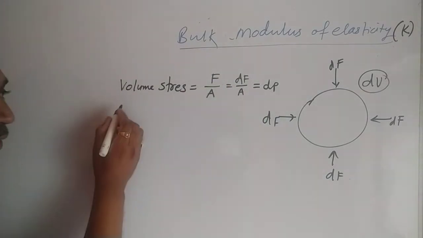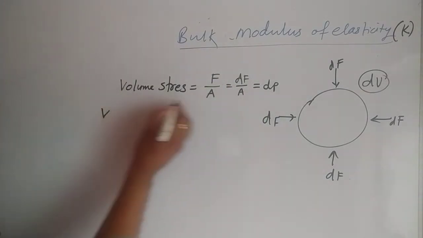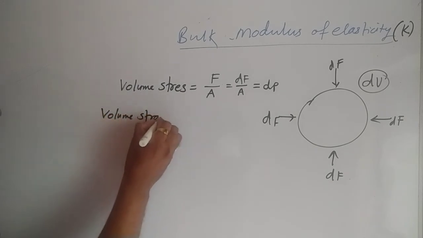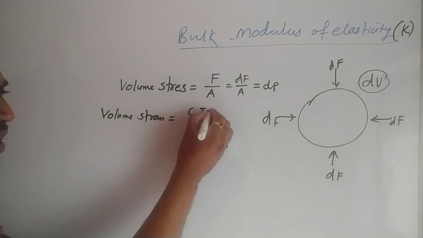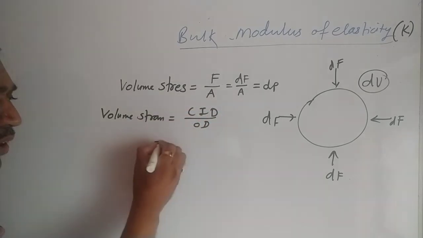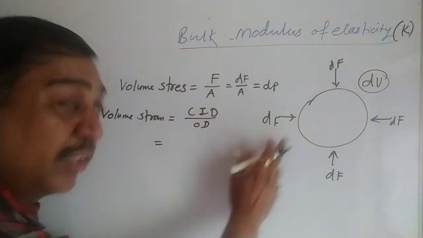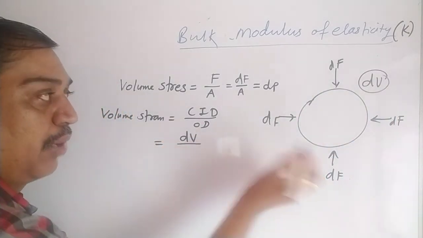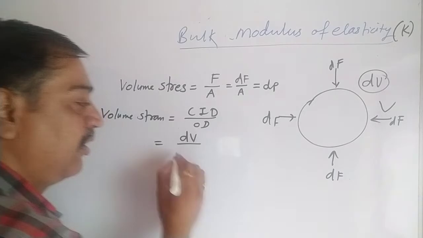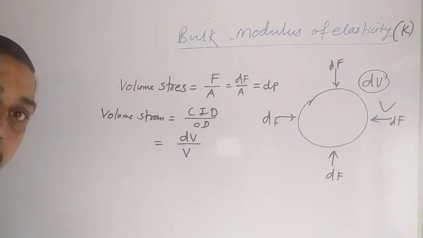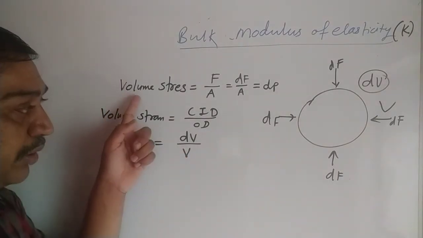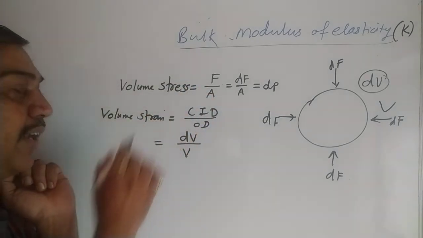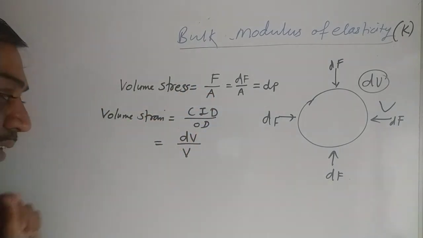So this we have found out, longitudinal stress. Now volume stress. Now find out volume strain. Now we know volume strain means what? Change in dimension divided by original dimension. What dimension have we changed? Volume we have changed. So the change in volume is dV. Original volume is, suppose, V. So dV by V. Now we have the volume stress as well as the volume strain. Now take the ratio, we get the bulk modulus of elasticity K.